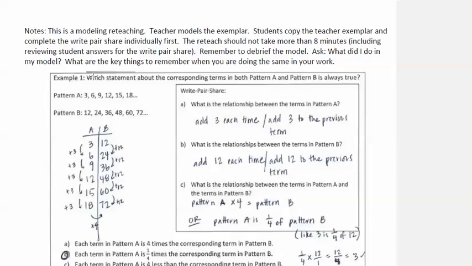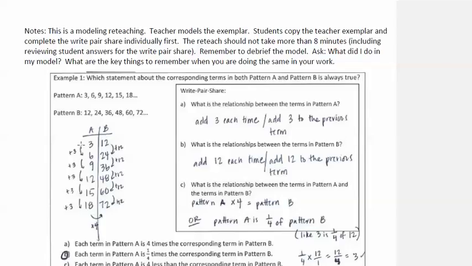It's going to be really hard for me to see what the relationship is if I don't know the relationship between each term and the next term in pattern A, and if I don't know what the relationship is between this term in pattern B. So I'm going to write this into a table, and a table helps me see this more clearly. So I'm going to write A and B, and then all my terms for A: 3, 6, 9, 12, 15, 18, and all my terms for B.